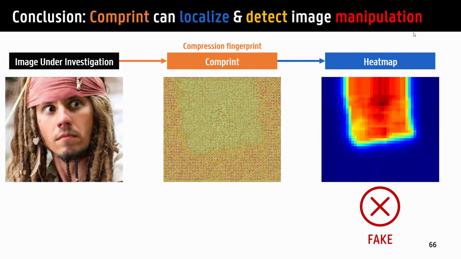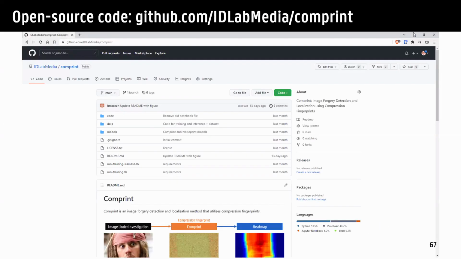So as such, the Comprint method that we proposed can already be used to localize and detect image manipulations. And we published the code of the method on GitHub, and it can be found on github.com/IDLab-MEDIA/Comprint.